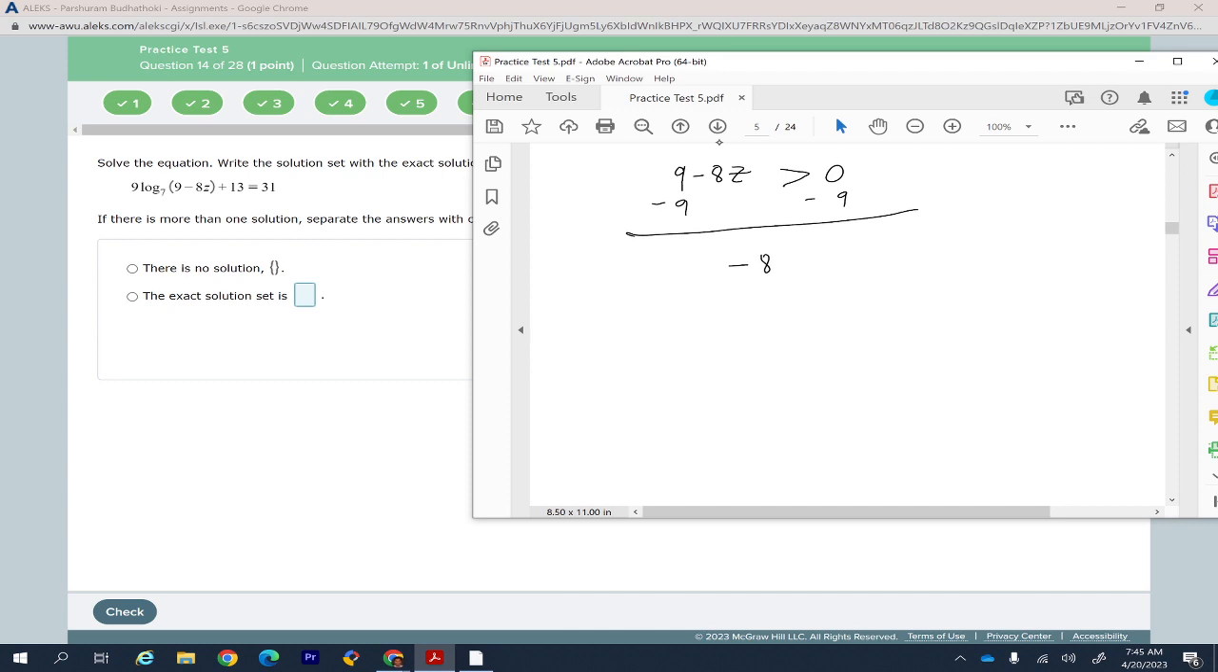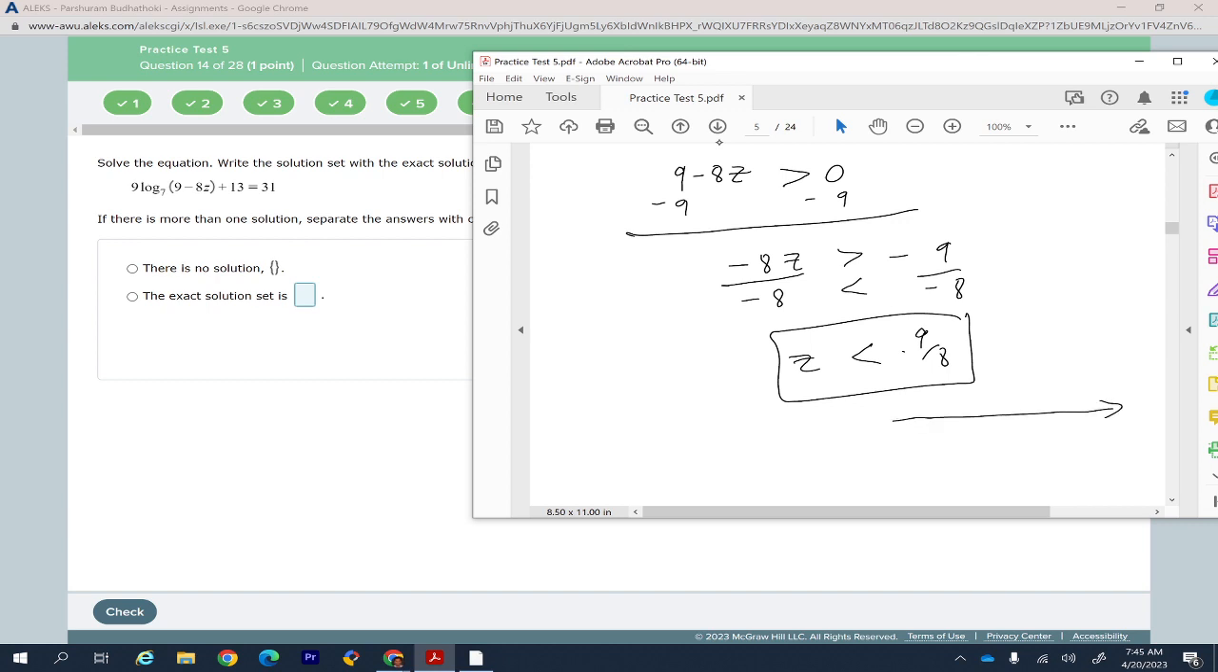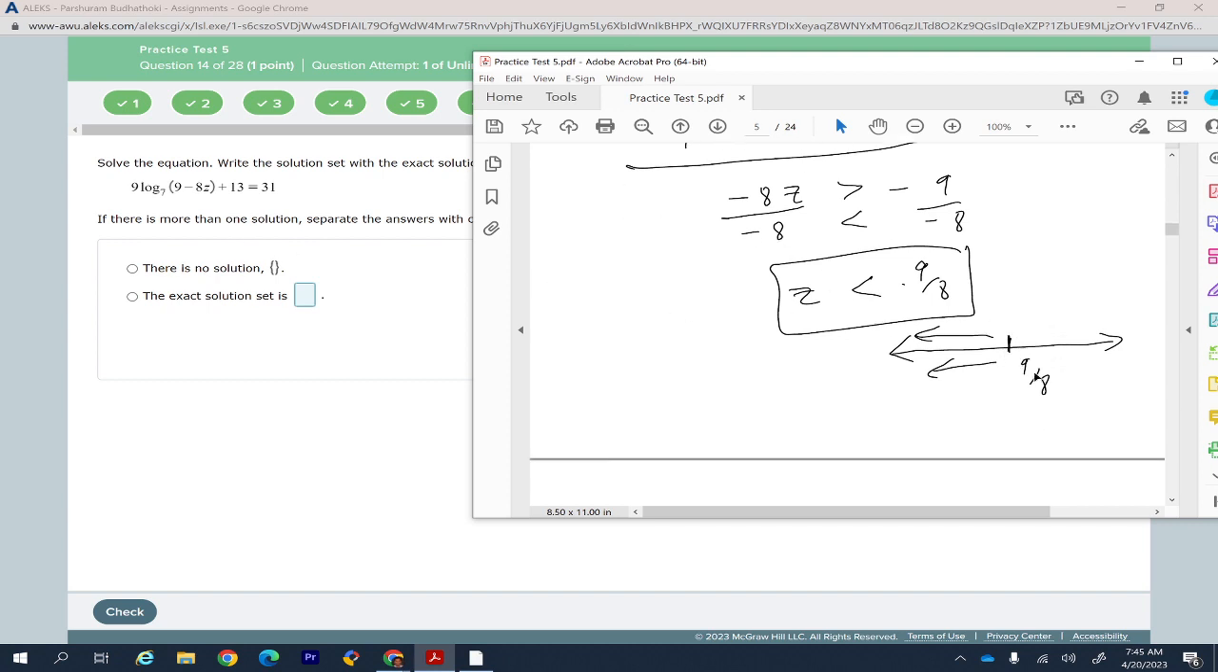Now just subtract 9. That will be negative 8g is greater than negative 9. Divide both sides by negative 8. When you divide by a negative, the sign flips to the other side, and that will give you g is less than 9 over 8. So the domain of the function is any real number less than 9 over 8. Any answer after solving this equation, if it's less than 9 over 8, you can take as your answer. If it's greater than 9 over 8, then you cannot take it as an answer, because the domain should be less than 9 over 8.